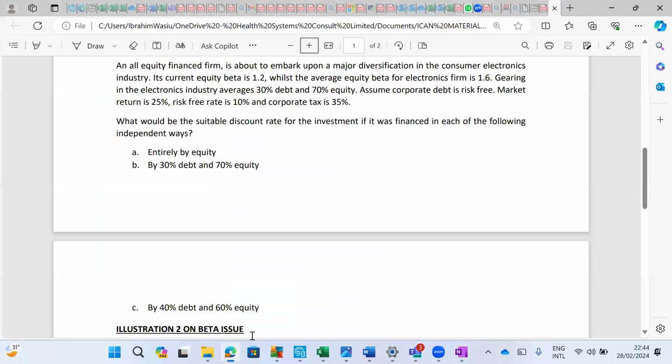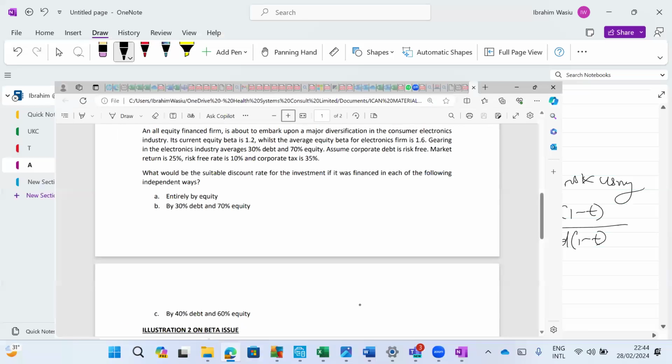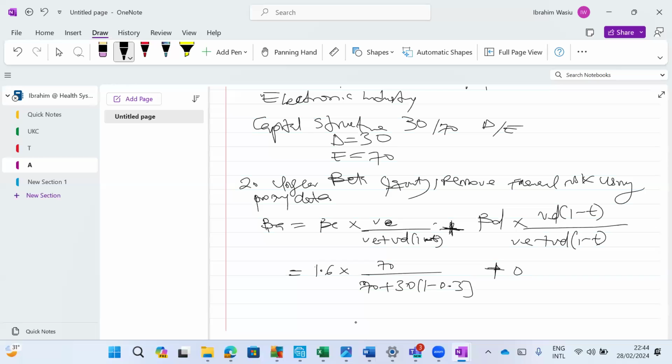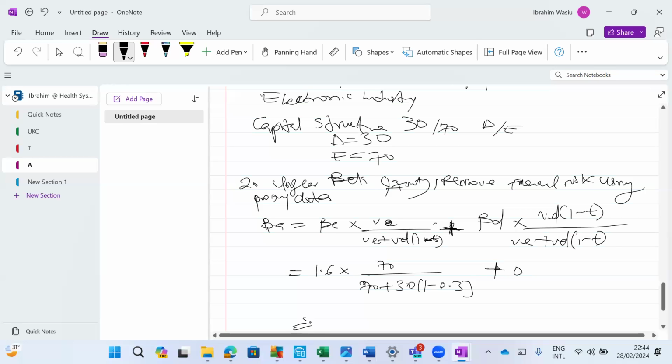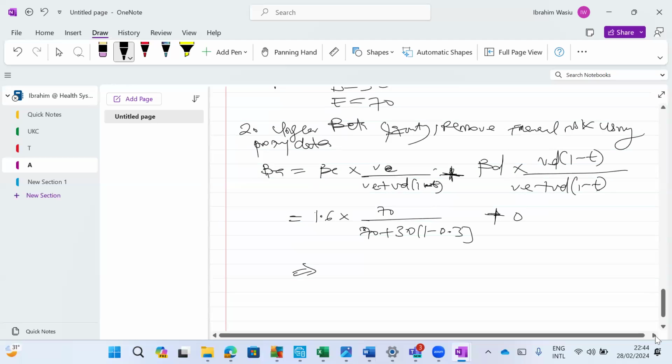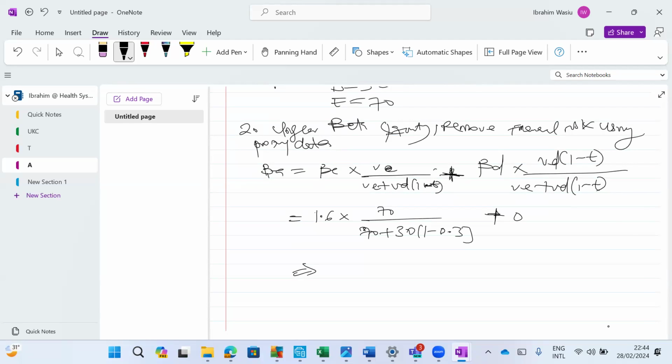Just want to confirm that. 0.34, you're right. So there's no beta of debt. All other side will come 0 because there's no beta of debt in the question. So we're assuming 0. What do we have? The beta of debt is risk-free. That one is 0. Beta of debt is 0. It is the cost of debt that is risk-free net of tax.